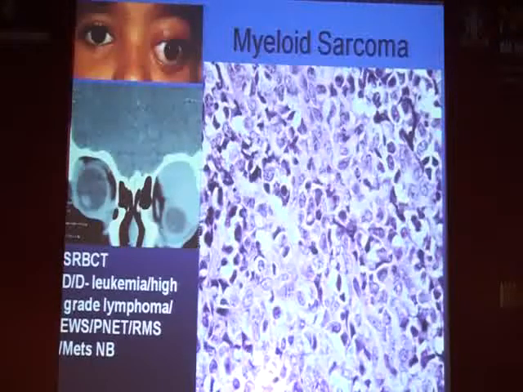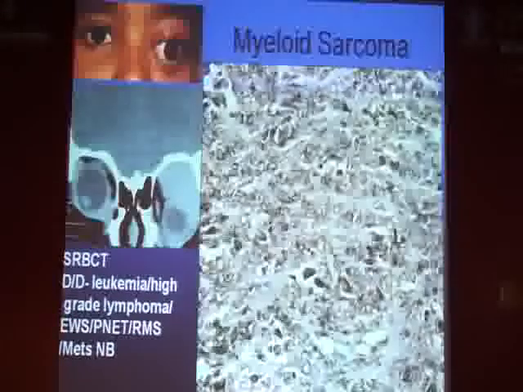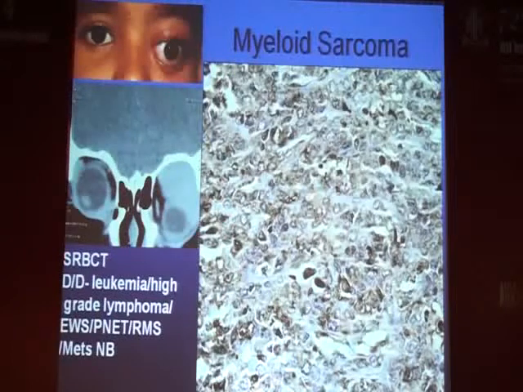Again, we have to go through a panel of immunohistochemical markers. We have to rule out a lymphoma, and that is a high-grade lymphoma. We have to rule out an undifferentiated rhabdomyosarcoma, Ewing sarcoma, PNET, and even a metastatic neuroblastoma. So we need a good clinical history. We need radiological investigations, a full systemic investigation of the patient. In addition, we need immunohistochemistry. So this is CD68. That myeloid sarcoma was CD68 positive.